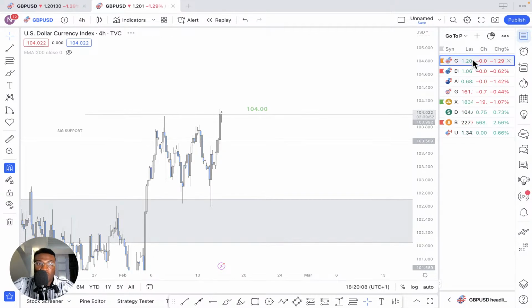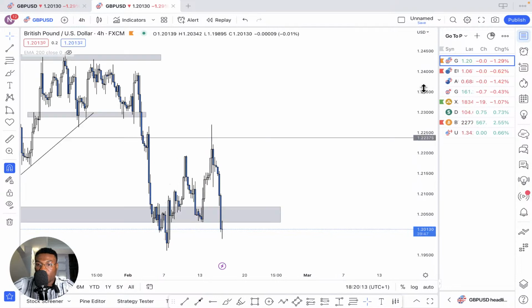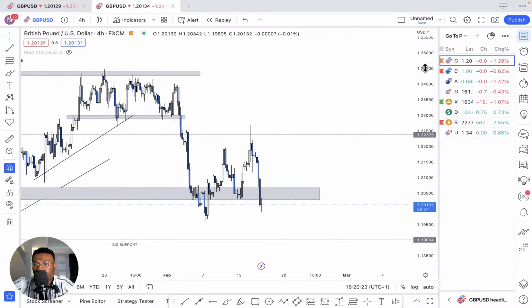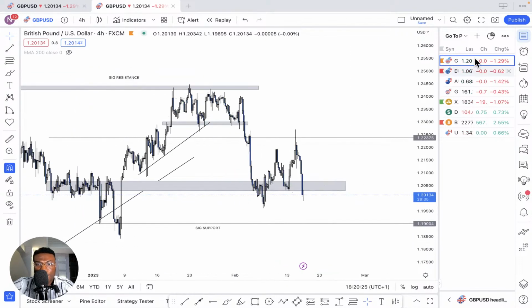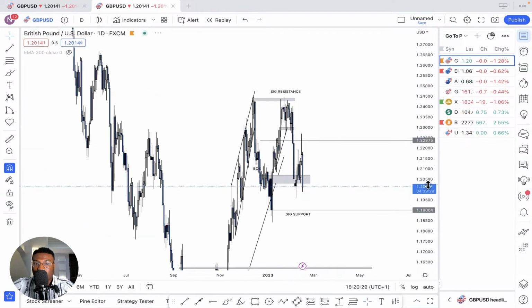So the first pair I would like to look at is GBP USD. I'm seeing comments on USD JPY. We're going to look at USD JPY. I'm also seeing GBP JPY. I would also pay attention to that as well. Okay, let's just go to the daily time frame on GBP USD.